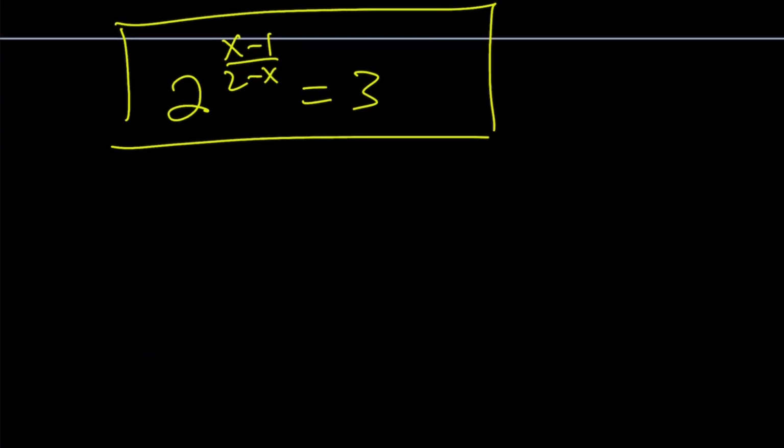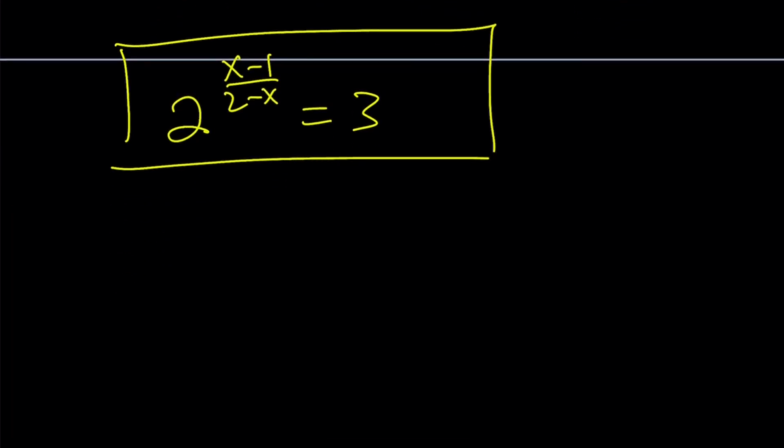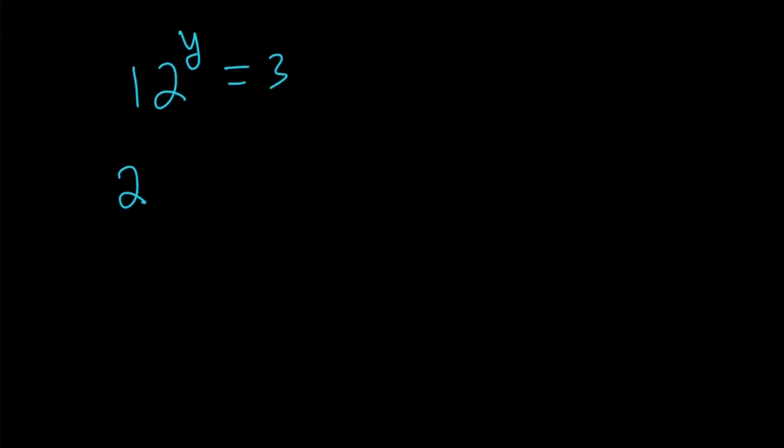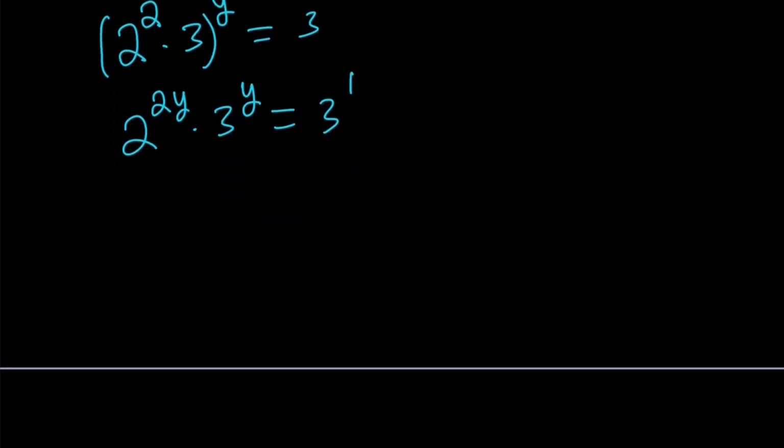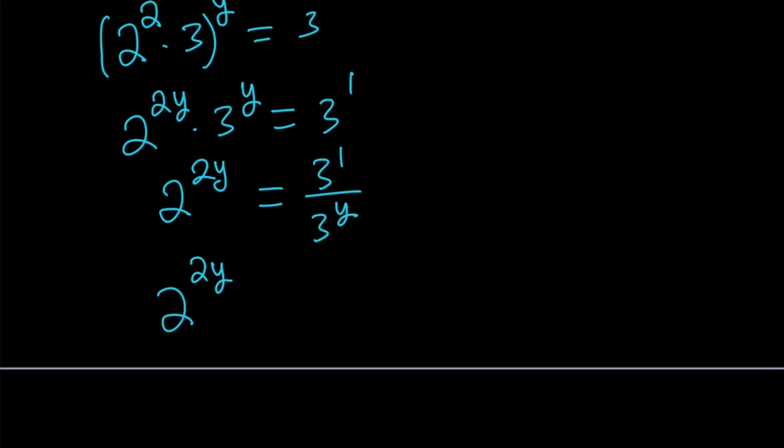Let's go ahead and do something similar with the second equation. What was the second equation again? It was 12 to the power y equals 3. And 12 will be replaced with 2 squared times 3. And 3 is just 3. Okay, so this is going to give us 2 to the power 2y times 3 to the power y equals 3 to the first power. And then you can go ahead and divide both sides by 3 to the power y. And that's going to give you 3 to the first divided by 3 to the y. And by way of subtracting the exponents, you get 3 to the power 1 minus y.